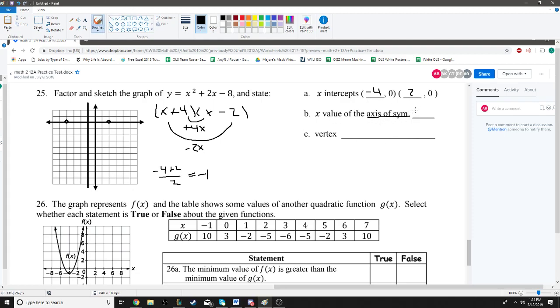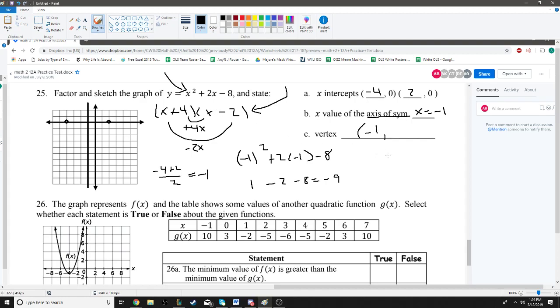So the x value of the axis of symmetry, x equals negative 1. So our vertex is negative 1, comma, something. You can find this value two ways. You can either A, plug it into the original function here, or B, plug it into the factored form here. If you do the original function, it's negative 1 squared plus 2 times negative 1 minus 8, which is 1 minus 2 minus 8 for a negative 9.